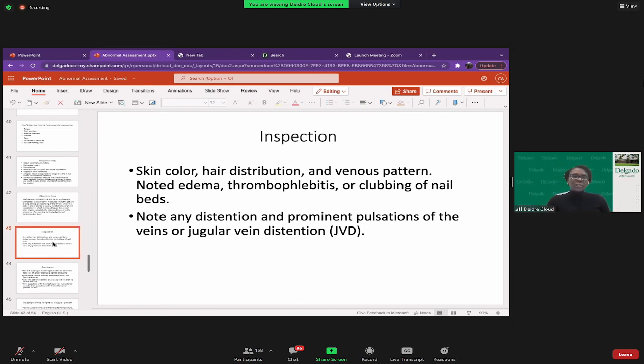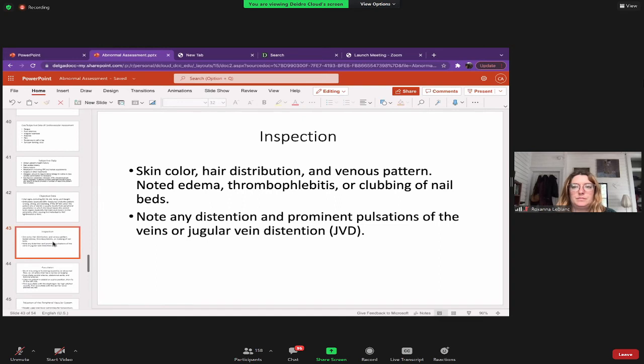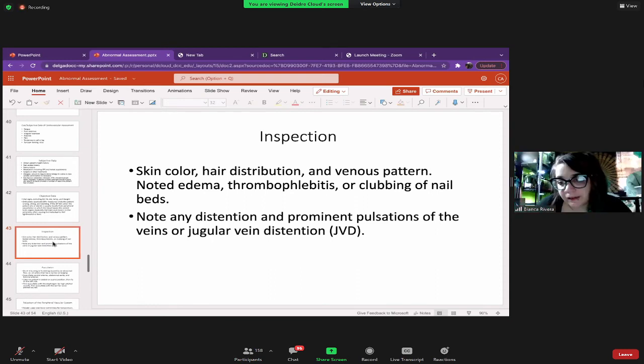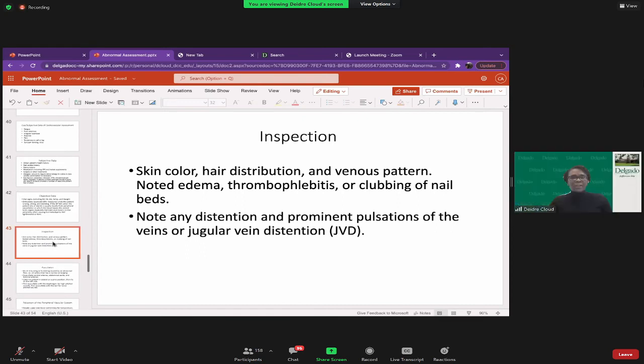Skin color. We talked about the skin color. And would the temperature indicate an issue as well? Yeah. Blood getting there, we cold. Yep. That's a perfusion issue if you're cold. Or if you have pallor. Hair distribution. What would be the issue with the hair distribution? Lack of hair from poor perfusion. Lack of hair. Yep.